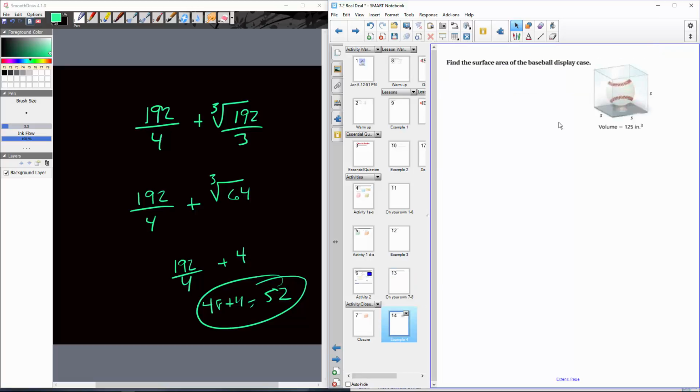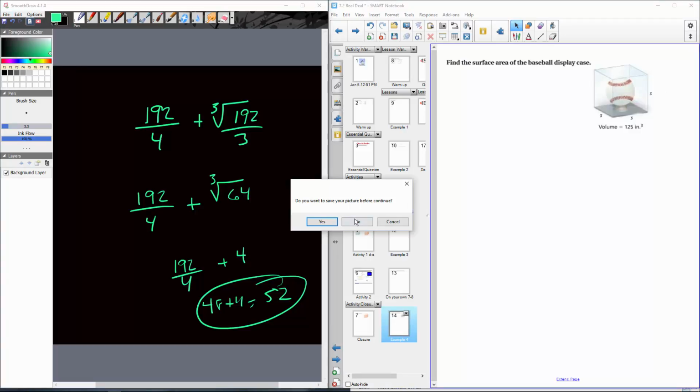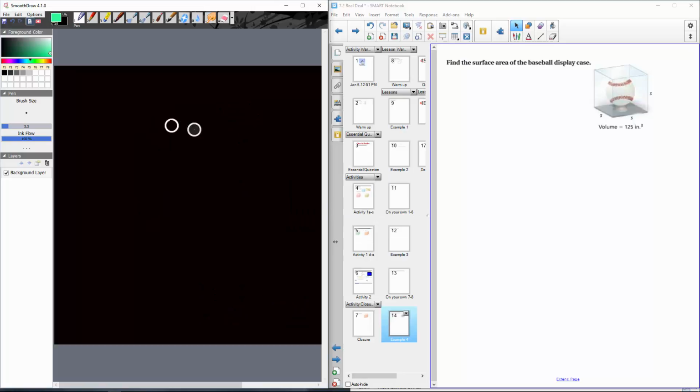And here's the last one that I want to do. Find the surface area of the baseball case. I know that the volume is 125, so I have to figure out the side lengths, right? And what times what is 125. So I'm looking for the cube root of 125. And that would equal 5, right?